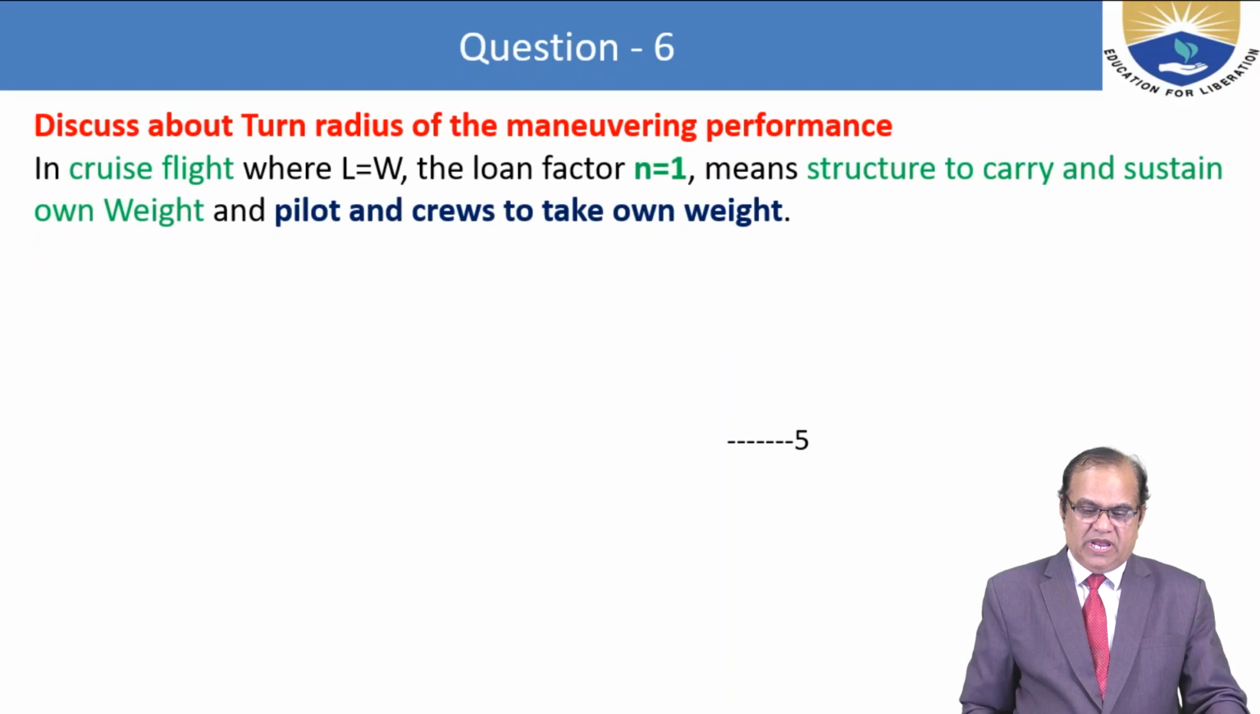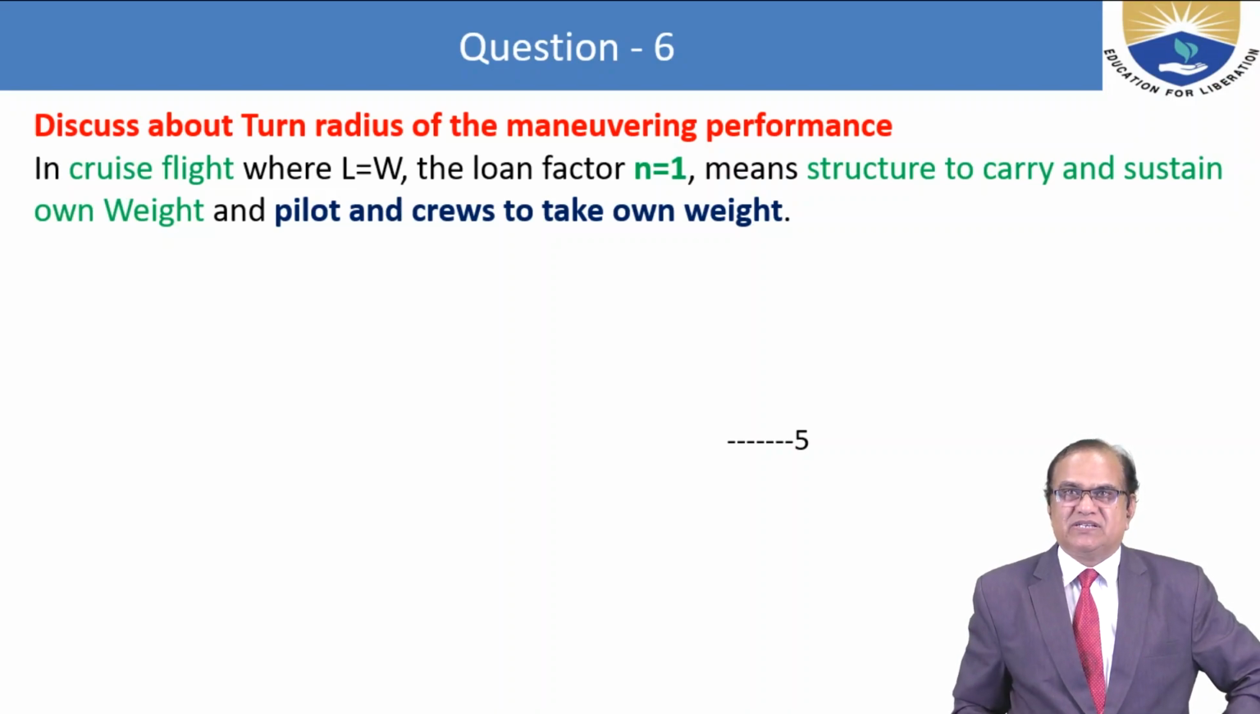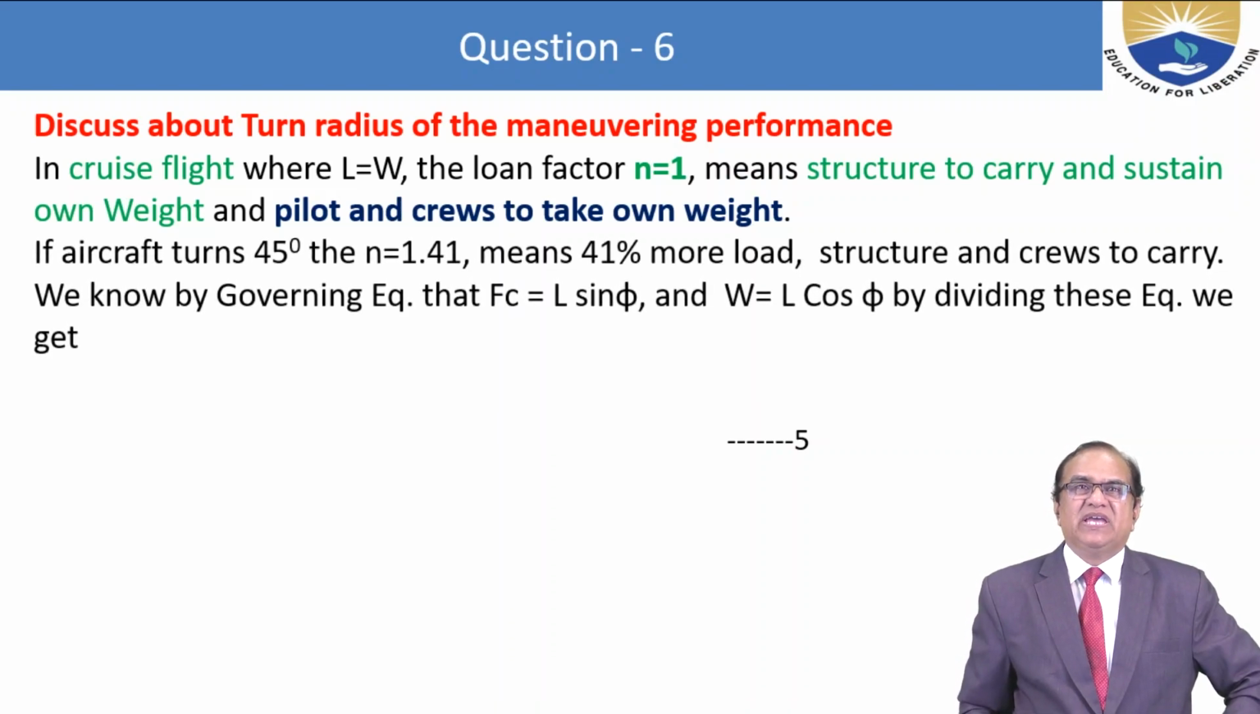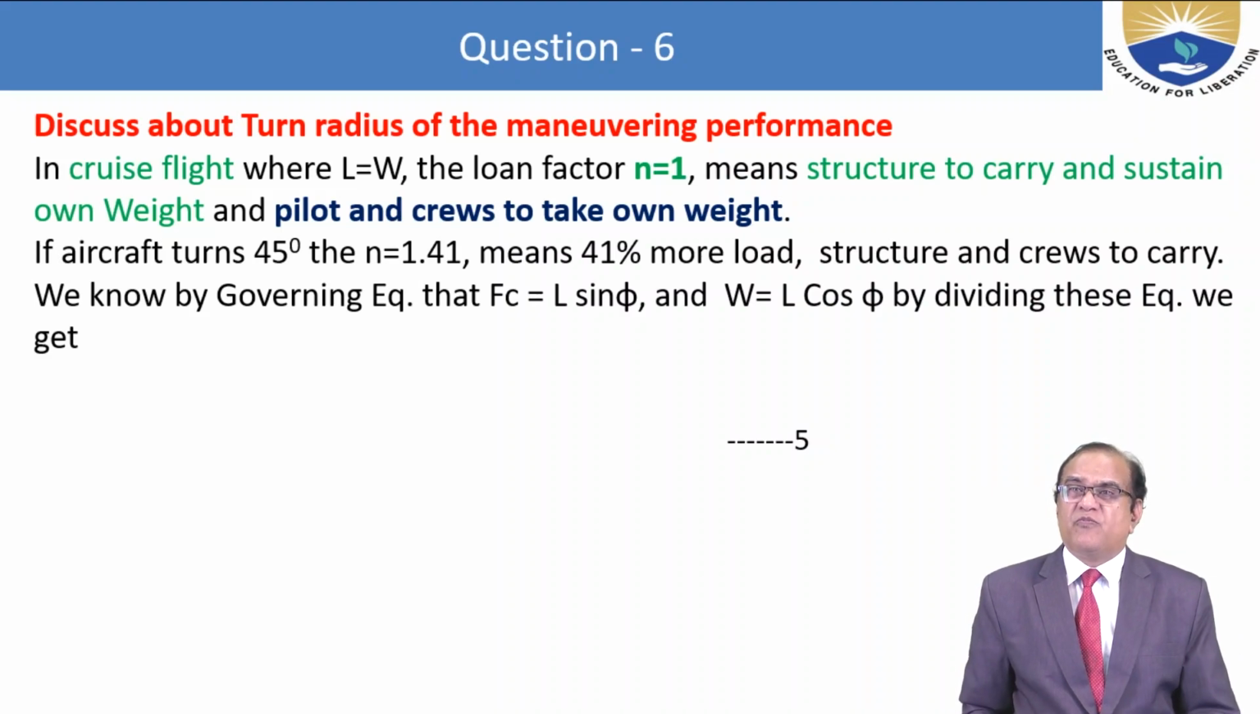Now let us discuss the turn radius of the maneuvering performance. In cruise flight, where lift is equal to weight, the load factor N is equal to 1, meaning the structure has to carry and sustain its own weight, and the pilot and the crew take their own weight. If the aircraft turns at 45 degrees, then N is equal to 1.41, meaning 41% more load for the structure and crew to carry.